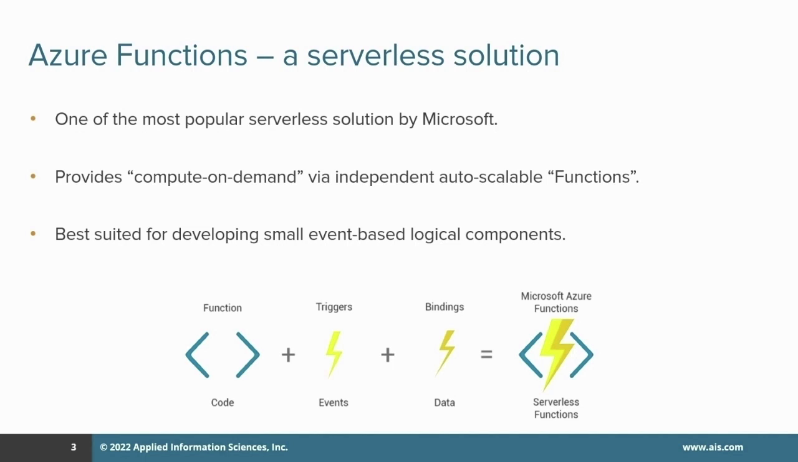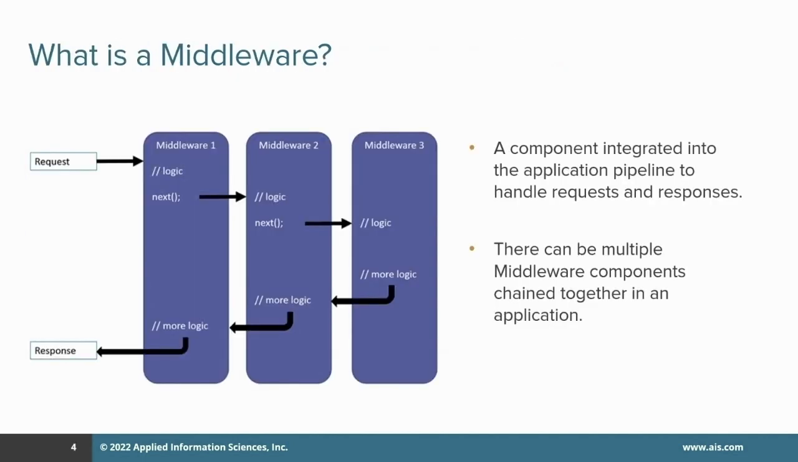Now, let's move on to our next topic, which was middleware. In any application, a middleware is a component assembled into the application pipeline to handle requests and responses. We can have multiple middleware components chained next to each other in an application pipeline. Each component chooses whether to pass the request to the next middleware component in the pipeline, and a component can perform work before and after the next component in the pipeline.